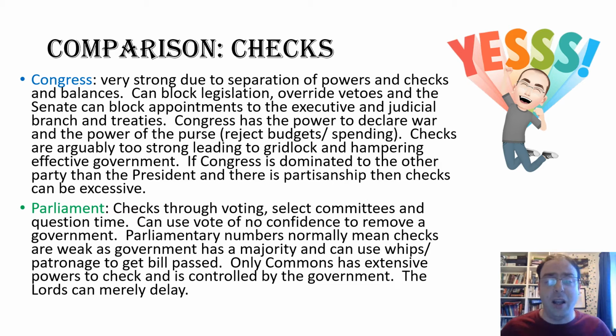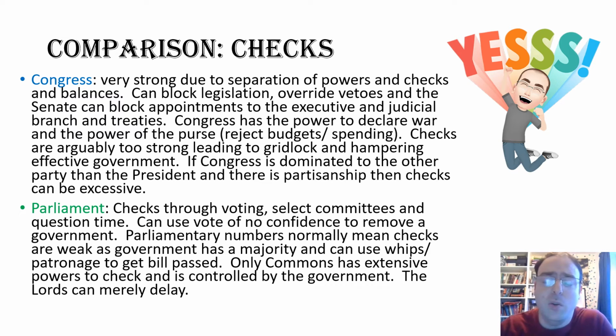Remarkably, Congress has the power to declare war, though actually the last time we did that was in 1941, which maybe suggests that that's a great power in name, but not necessarily in reality. It also has the power of the purse, which means it can reject the government's budgets, and it can essentially cut its spending off. And it did this very notably at the end of 2018 going into 2019, a 35-day shutdown under Trump.